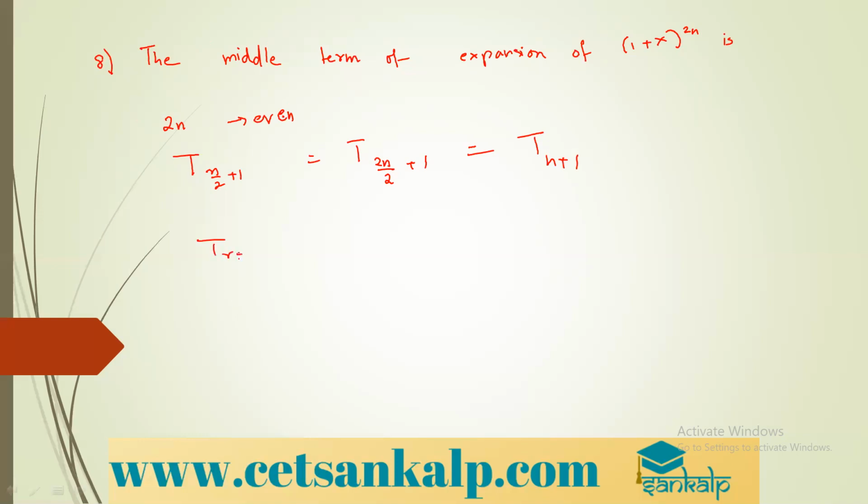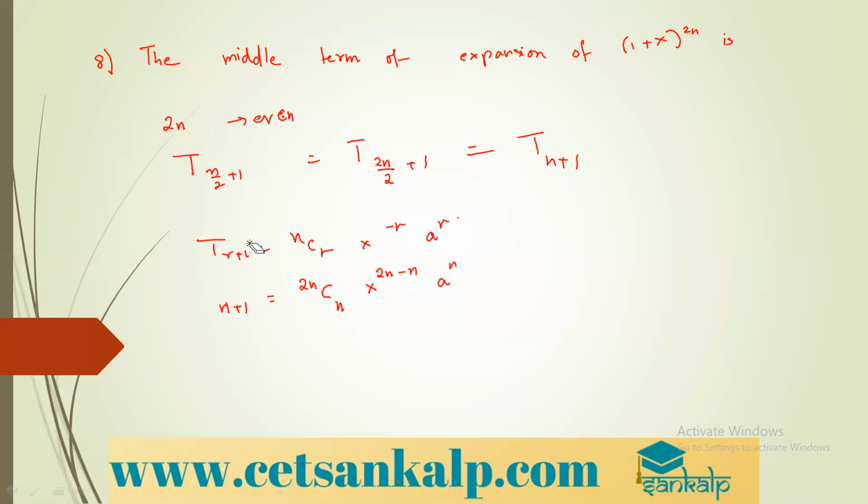According to the general term, nCr x power n minus r a power r, because we are finding Tn plus 1, the power n is 2n, r we have to put n. x power n is 2n, r is n, a power r is n. Now what is x? What is r? You can take like that. What is x? What is a?